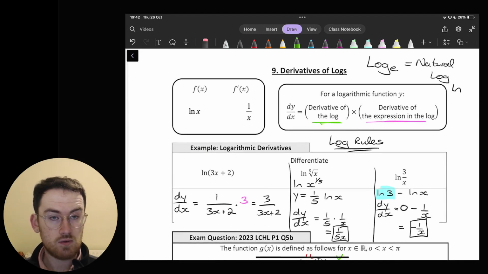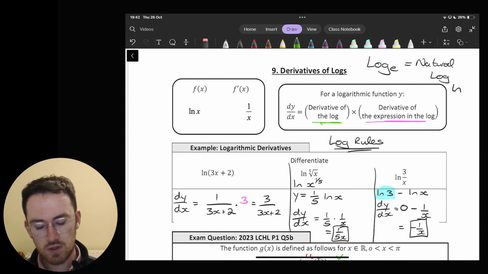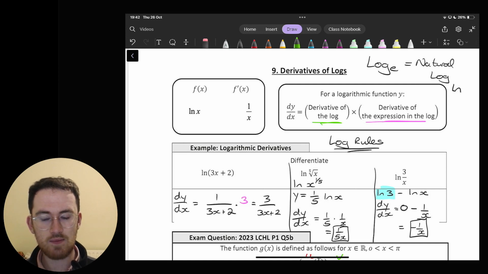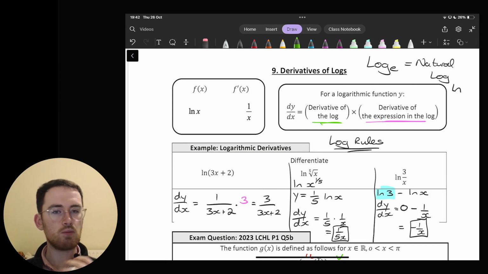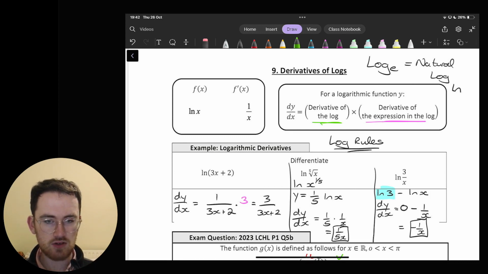The only other thing I suppose to note is if the question gave you a log that wasn't to the base e, we would need to use one of our log rules to change the base. I didn't have an example of a question like that put in for us, but just to note, if we did encounter something like that, we may need to change the base.